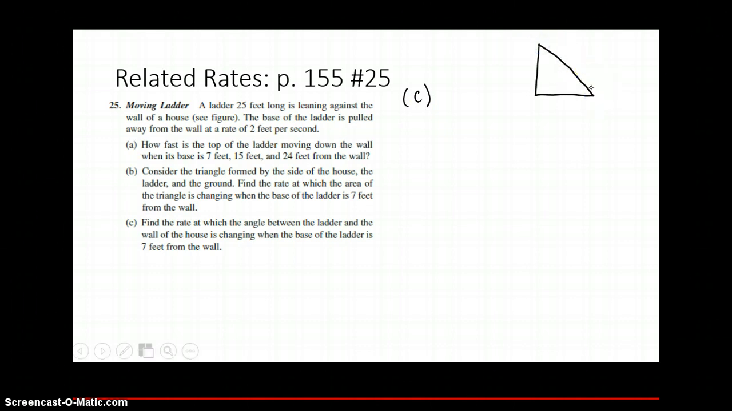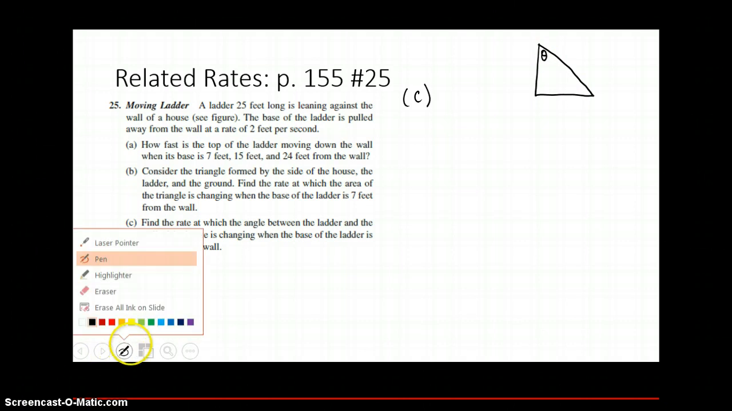Find the rate at which the angle between the ladder and the wall of the house is changing when the base of the ladder is 7 feet from the wall.